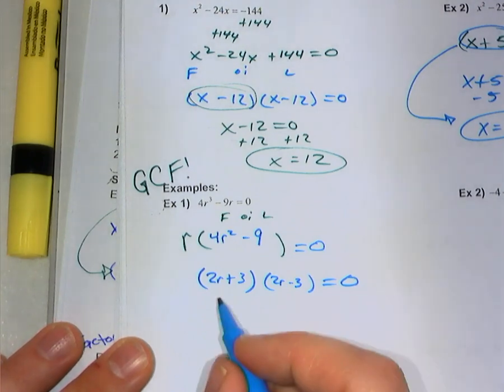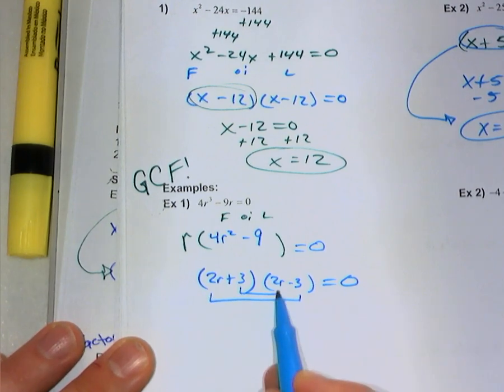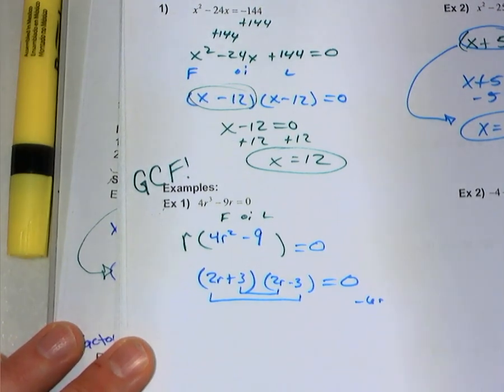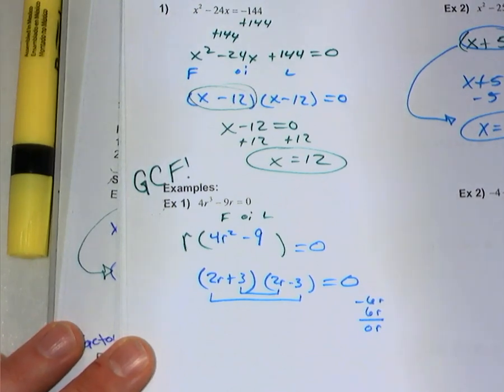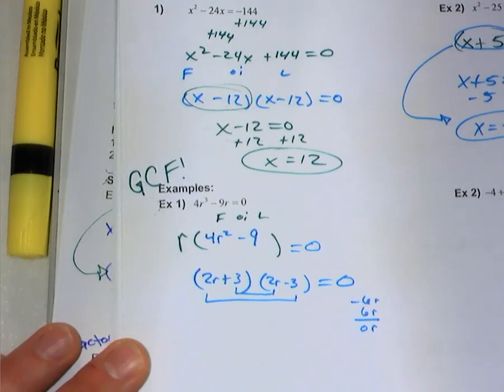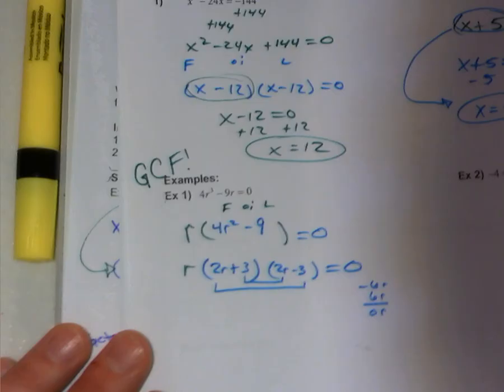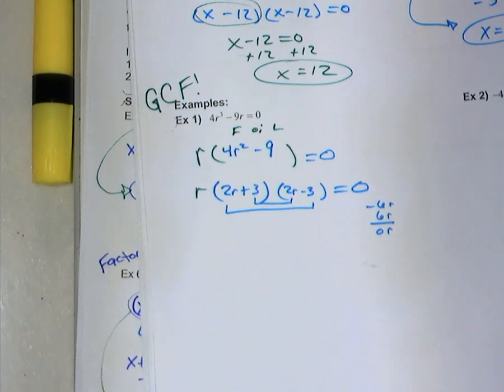I always like double checking off to the side. Check your outers and inners, your nose and smile of SpongeBob. 2r times negative 3 is negative 6r. 3 times 2r is 6r. Yes, that ends up to 0r. That has no OI term, there's no x term there. Any questions on the factoring part? That's half the battle.